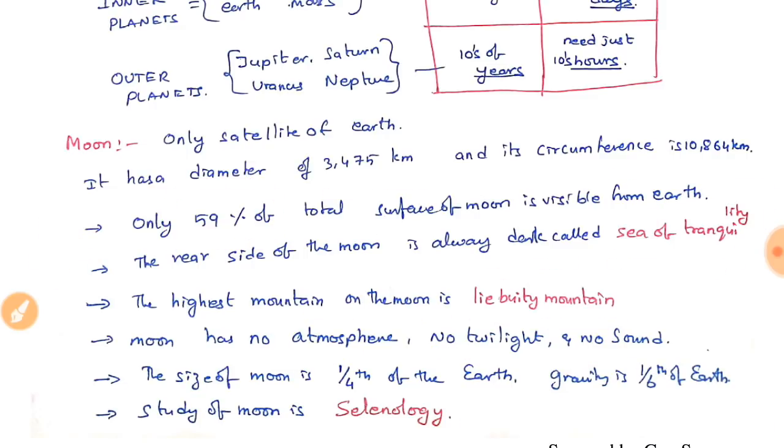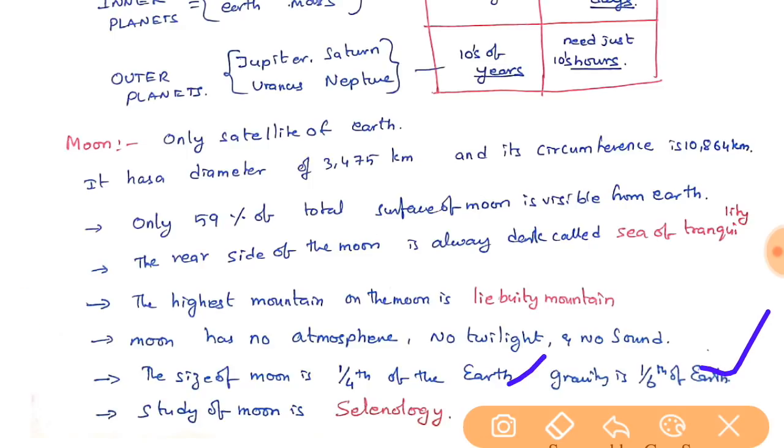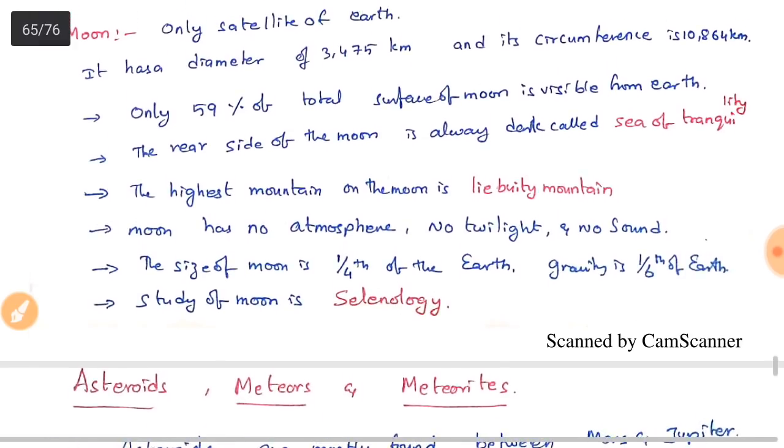The moon is 1/4 the size of the Earth, and its gravity is 1/6 of the Earth's, friends. If you are 60 kg on Earth, you will be just 10 kg on the moon, friends. The study of the moon is called selenology, friends.